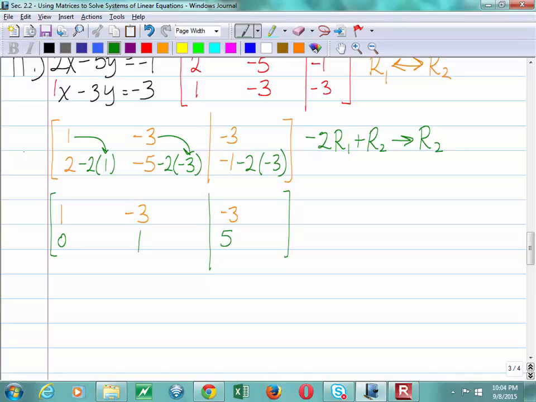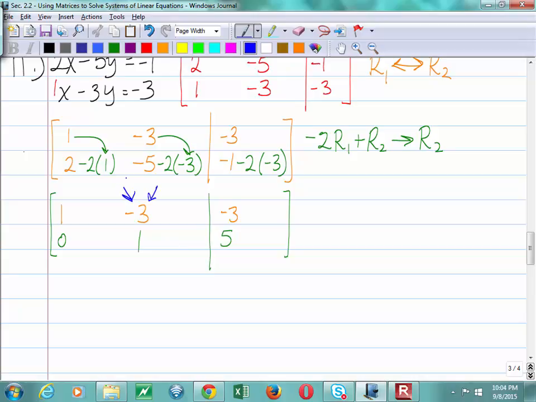So I always start with the 1. In this case, I would want to have a 1 right here, and I already do have a 1 right there, so I don't need to do anything for that. The next thing I need to do then is I need to have a 0 here.